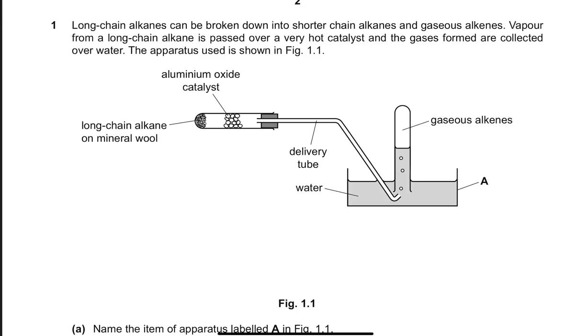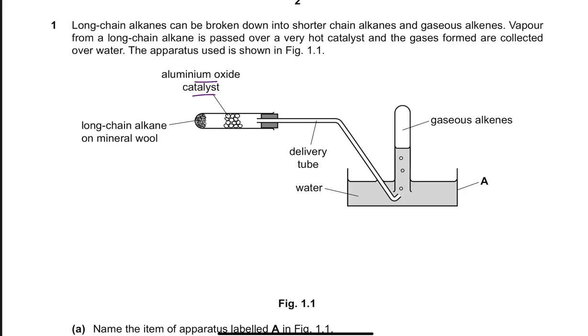Question one says, long chain alkanes can be broken down into shorter chain alkanes and gaseous alkenes. We know that it's called cracking, in which you need high temperature and high pressure. You use a catalyst, which is aluminum oxide. If you check the apparatus, the person is actually using the catalyst aluminum oxide. You need high temperature, and the way you could get that is by heating this aluminum oxide. You heat it, and that provides the high temperature required for the entire reaction.